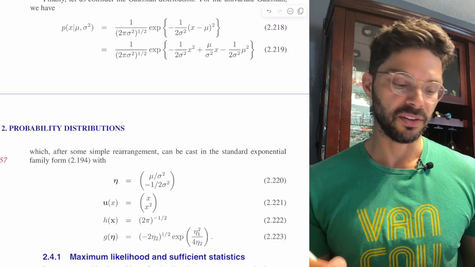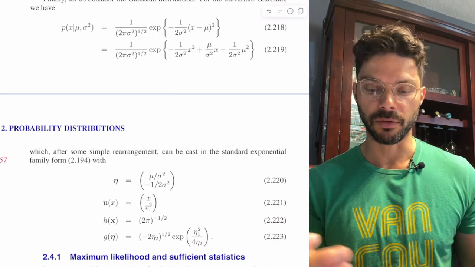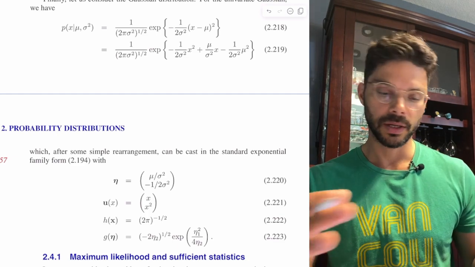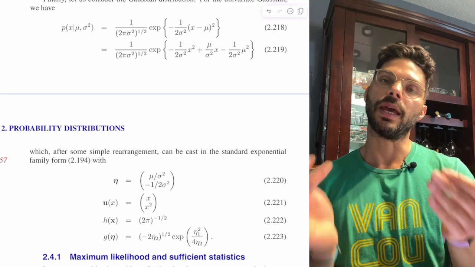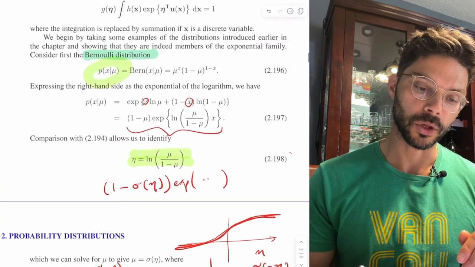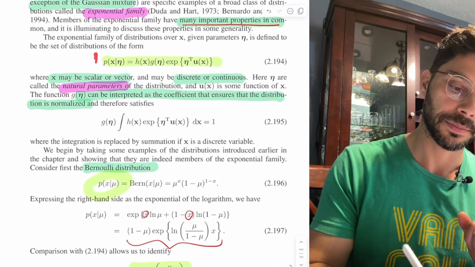So have a go at that exercise. It's exercise 2.57. It'll give you practice for how to do these rearrangements. But basically, that's all it is. It's just a matter of massaging your distribution into the form that we need it to be, which is this one.